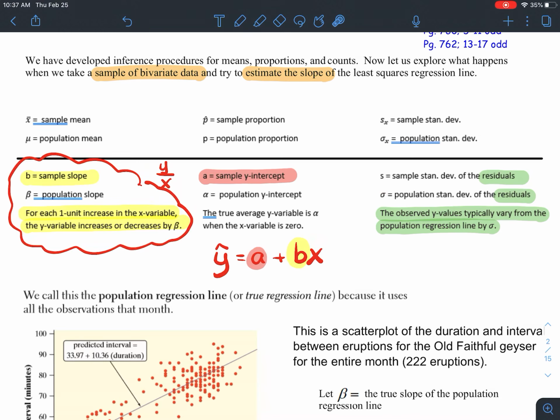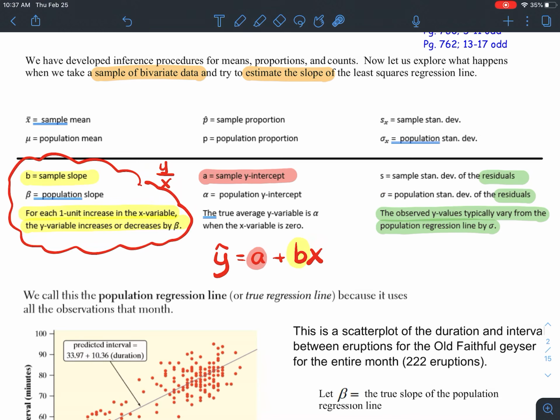Okay, so you can see here we have this predicted interval. This is our y-intercept, this is our slope, and our x variable is the duration. Instead of an x, they just wrote the word duration. But I want you to focus on this 10.36. The 10.36 is beta. That is the true slope of this population regression line, because these are all the points representing all the 222 eruptions. So we know what the true population slope is for this.